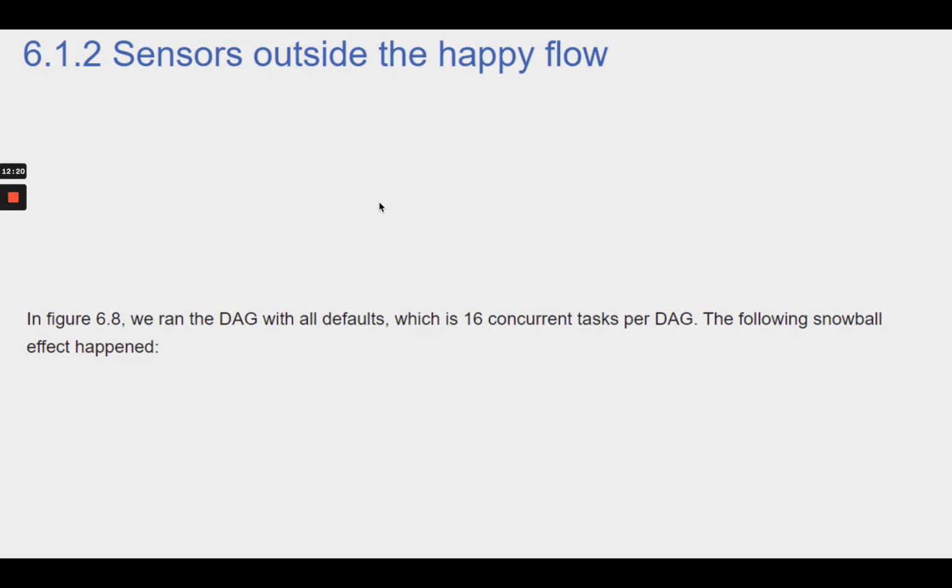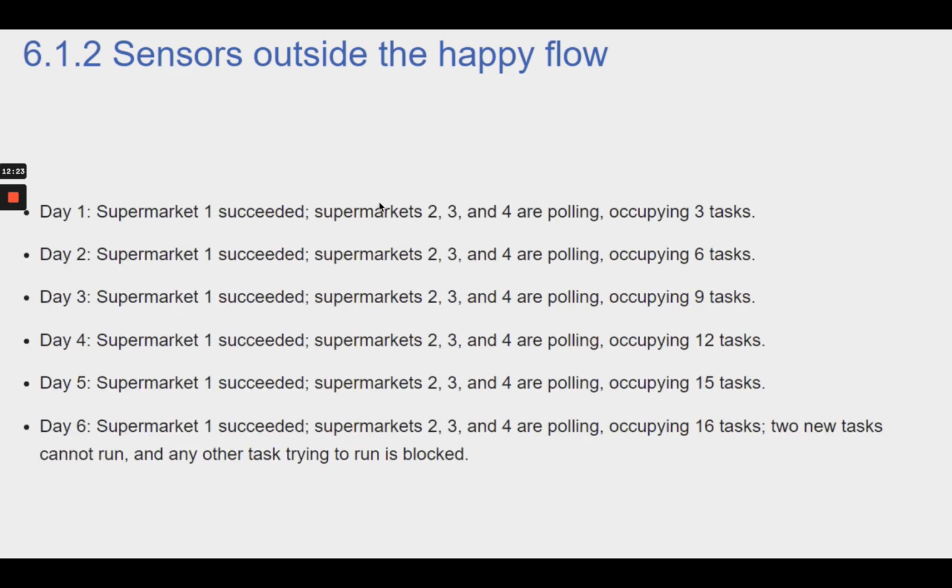The following snowball effect happened. Day 1. Supermarket 1 succeeded. Supermarkets 2, 3, and 4 are polling, occupying 3 tasks. Day 2. Supermarket 1 succeeded. Supermarkets 2, 3, and 4 are polling, occupying 6 tasks. Day 3. Supermarket 1 succeeded. Supermarkets 2, 3, and 4 are polling, occupying 9 tasks. Day 4. Supermarket 1 succeeded. Supermarkets 2, 3, and 4 are polling, occupying 12 tasks.